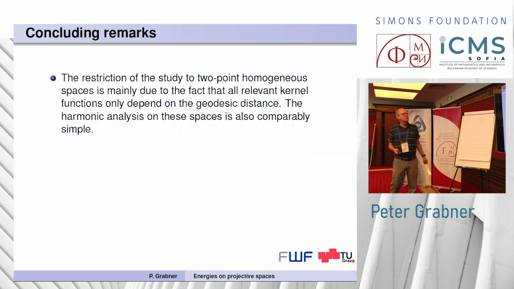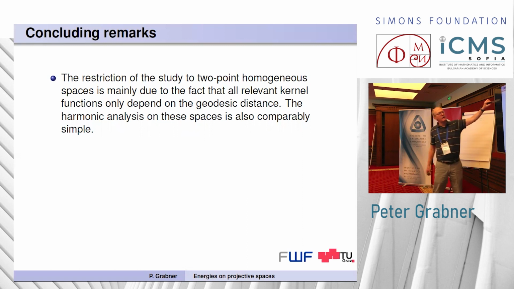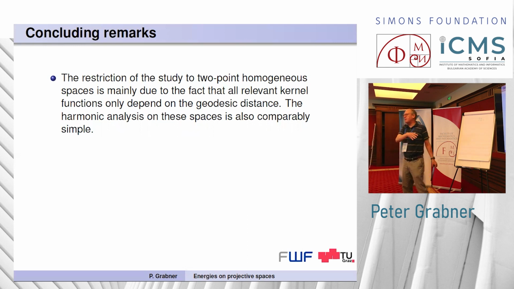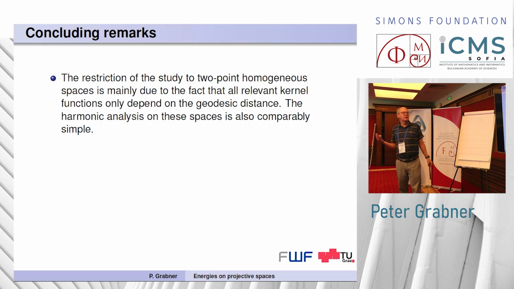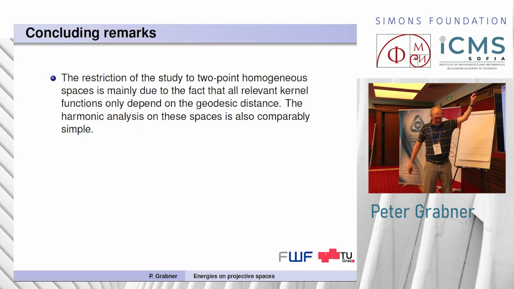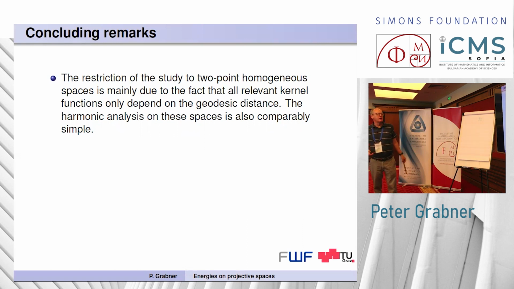Yeah, so some concluding remarks. As I pointed out in the beginning, the restriction to two-point homogeneous spaces mainly comes from the fact that everything is still univariate in a sense. So as soon as it comes to the computation of the quantities, you only have one parameter, namely the distance. And then you have these Jacobi polynomials, they are evaluated at this distance, and everything becomes simple.